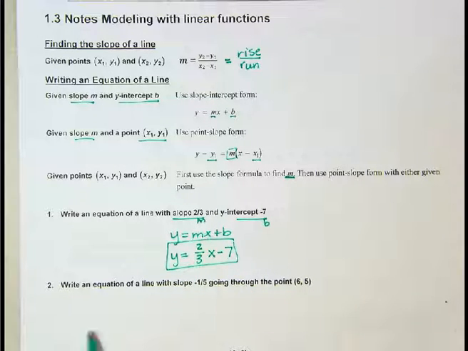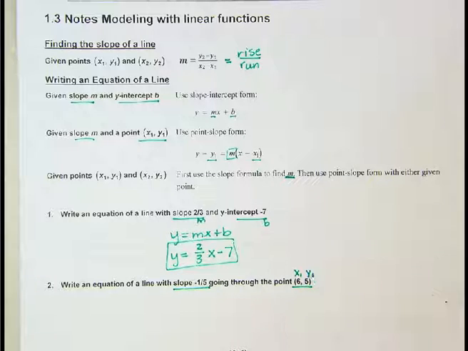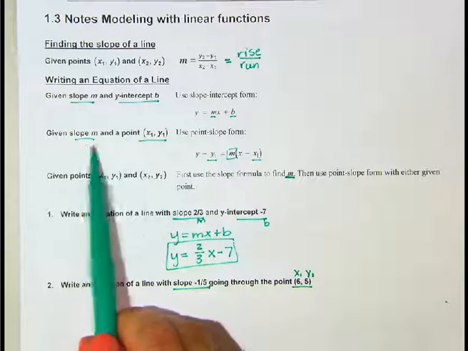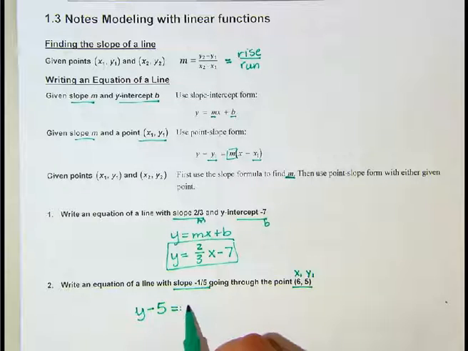Now if I want to write an equation of a line with the slope of negative 1/5 that goes through the point (6, 5), so this is x1 and y1, I'm going to plug this one into point-slope form because I was given a slope and a point. So it's going to be y minus 5 equals negative 1/5 times x minus 6. Y minus y1 equals the slope times x minus x1.